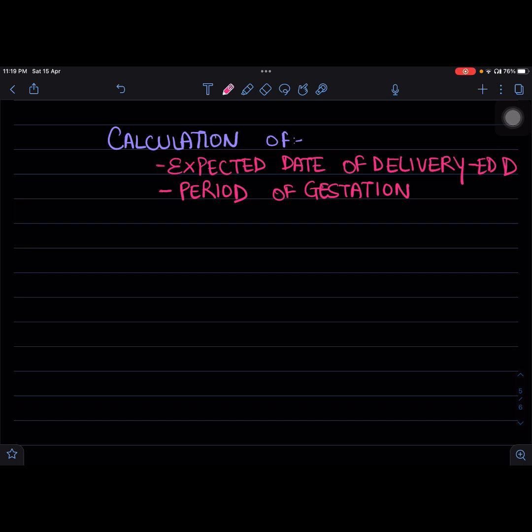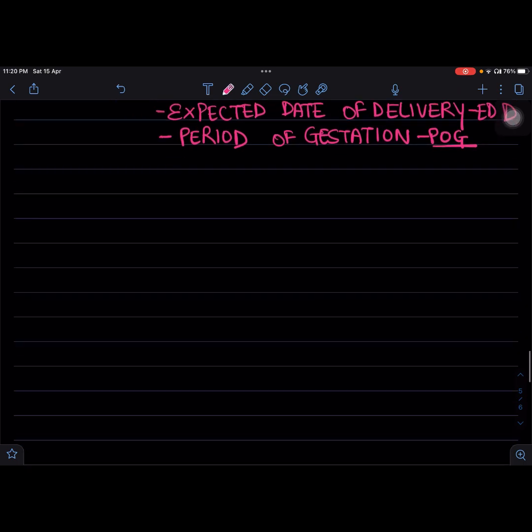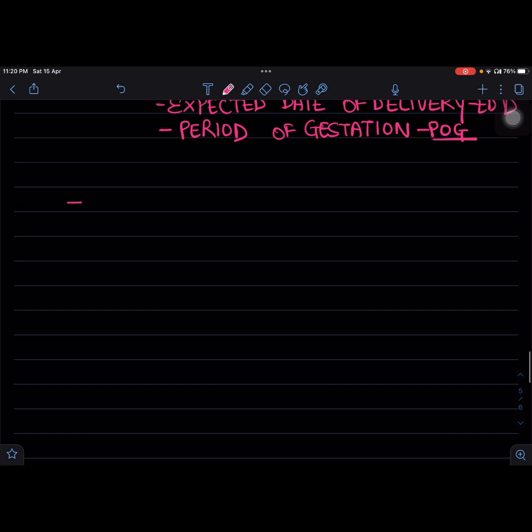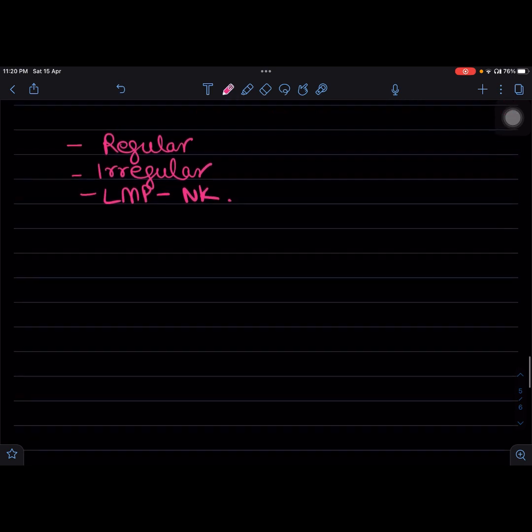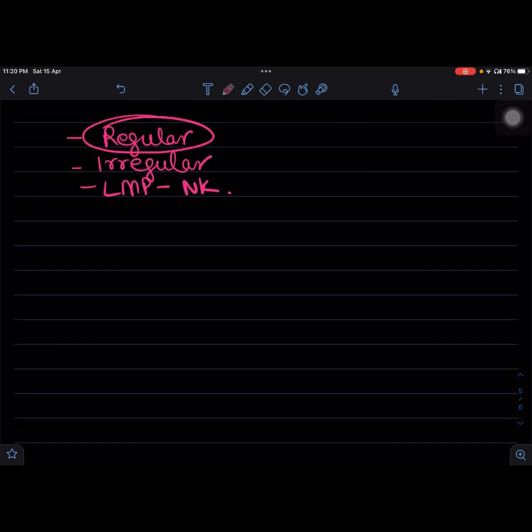That is to know, supposing today is 15th of April, what is the period of gestation, how far along you have come in your pregnancy. To know that, we need to calculate something called POG. Okay, so we'll understand how to go about it under the headings of regular cycles, irregular cycles, and if you do not have any idea of your LMP at all, not known. So first scenario, that is regular.